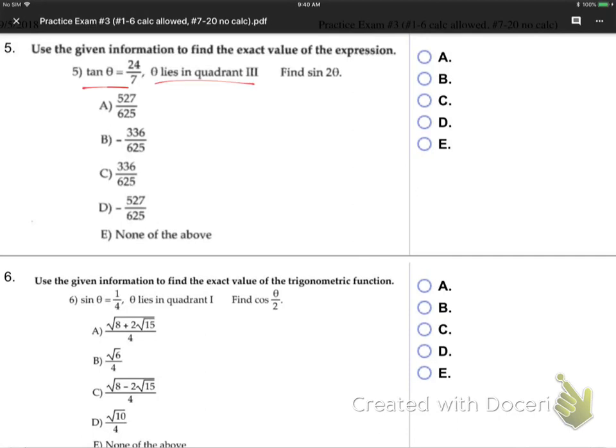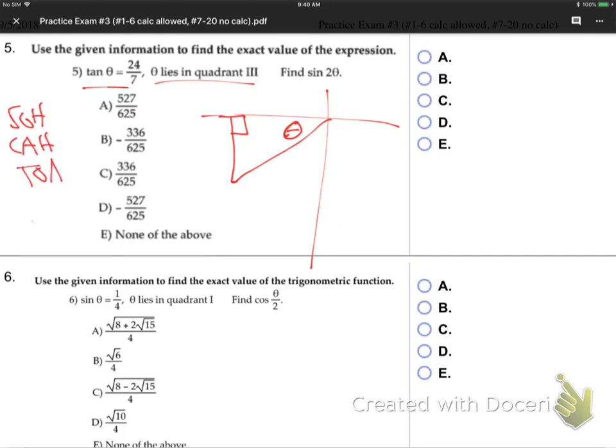So, all right, here we go again. Tangent, it's quadrant 3. So I'm going to draw it down here, quadrant 3. There it is. Right angle, there's my theta. It's in quadrant 3. And tangent is SOHCAHTOA, as you know. Tangent is opposite over adjacent. So this is adjacent here, opposite here, hypotenuse here. Tangent is opposite over adjacent, so it's opposite 24 over adjacent 7.